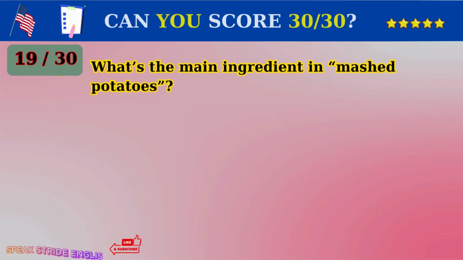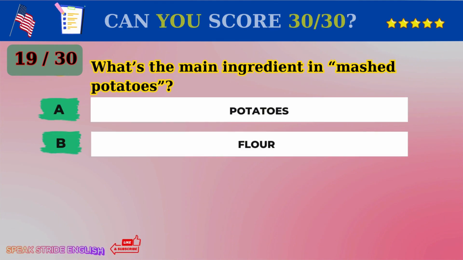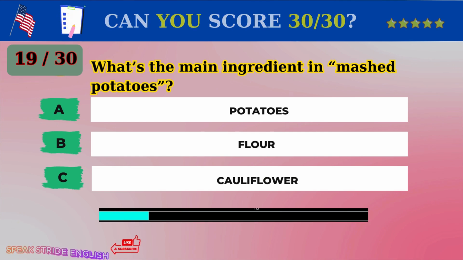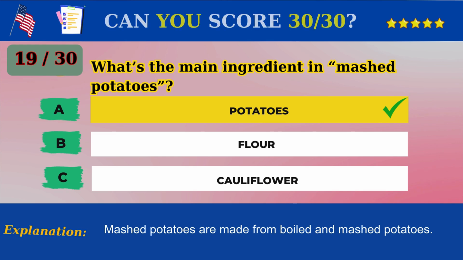What's the main ingredient in mashed potatoes? A. Potatoes. B. Flour. C. Cauliflower. Answer: potatoes.